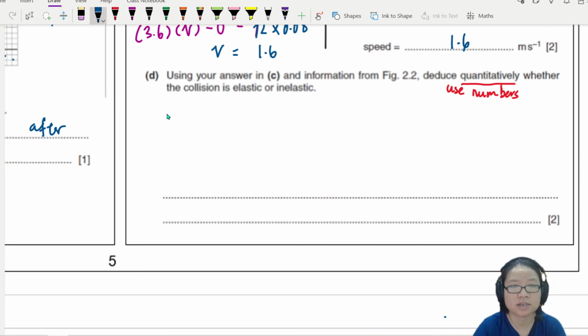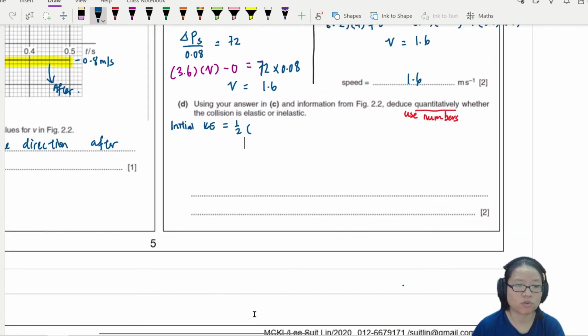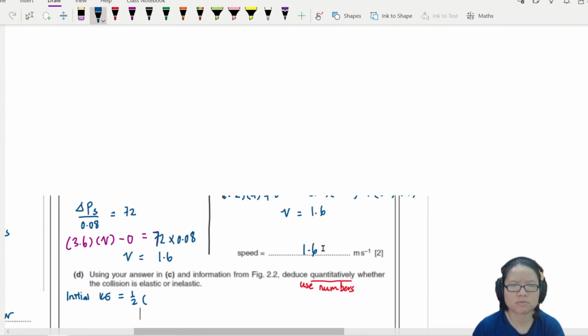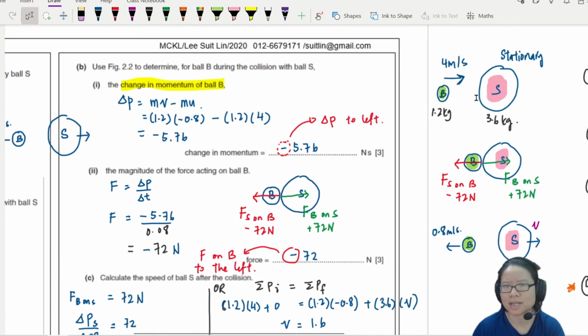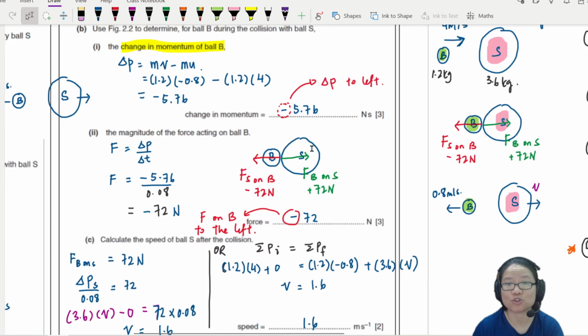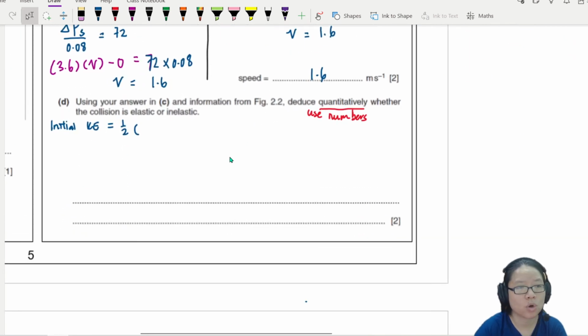I will find the KE before collision. So I'll write here initial kinetic energy. And this will be half mass of B. So if you've forgotten what B is, how could you? Okay, anyway, it's a bit laggy. 1.2 times 4. But S has no kinetic energy. So I put inside here 1.2 times 4 squared. And then I find the final kinetic energy.